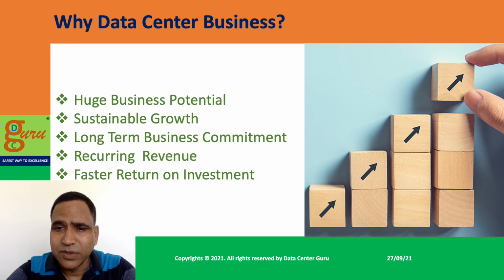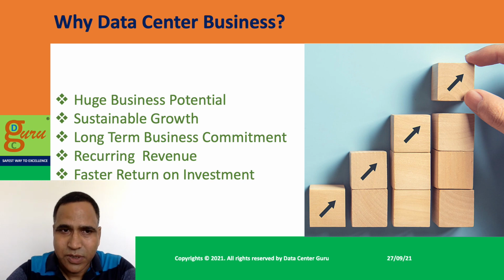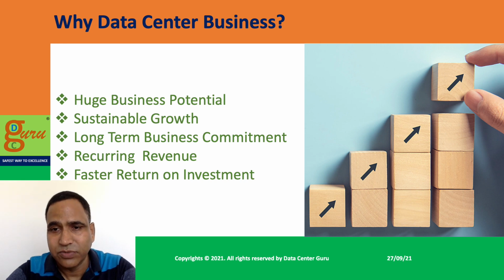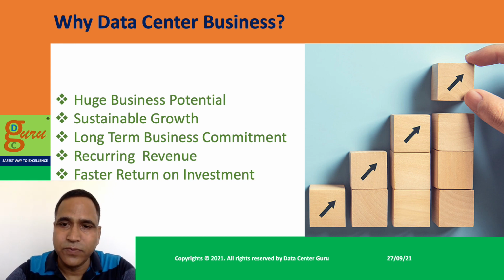Recurring revenue. As the engagements are long-term, you have recurring revenue on a month-to-month basis as long as the engagement is there, and then faster return on investment, as the demand is high, so it is easy to reach break even very fast. Even in 2 to 3 years you can reach break even if you are able to move fast in deployment and prove yourself to your customer with confidence.